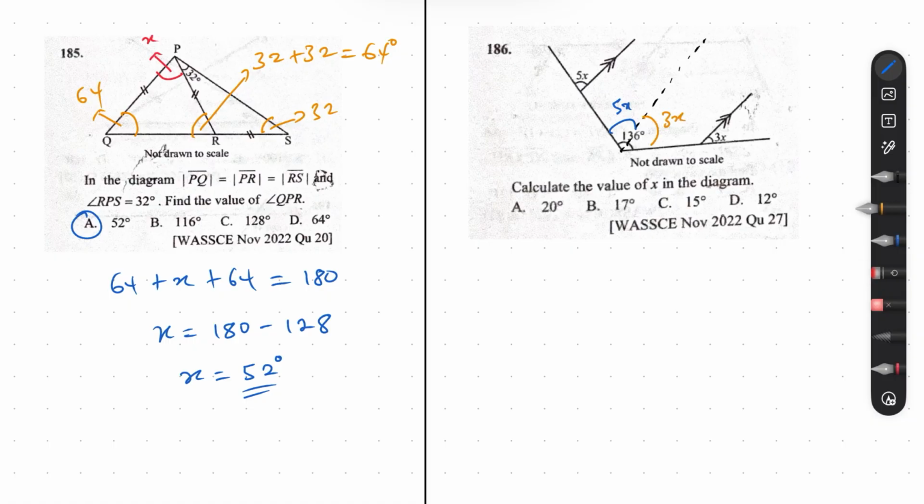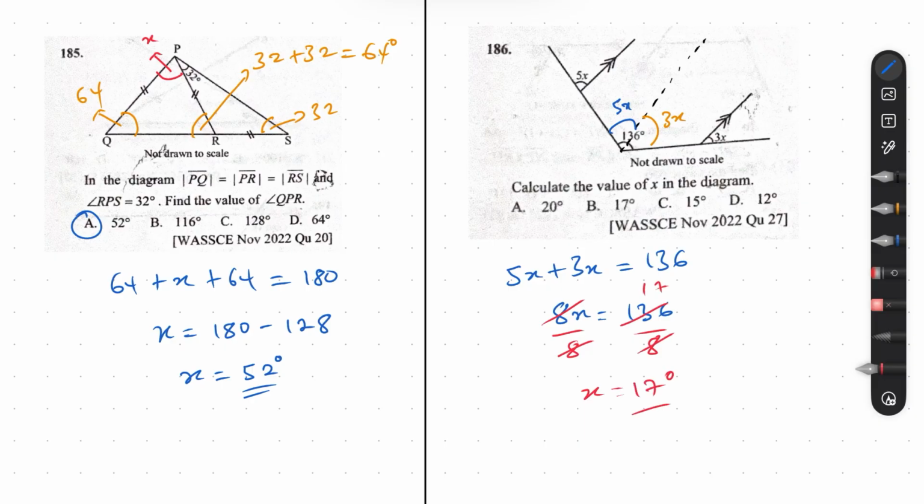So this angle right here is 3x. Now that means that the total angle here is 136. If we add 5x and 3x, we should get 136. That means 5x plus 3x should give us 136. So 8x will give us 136. Let's divide both sides by 8. We'll find our x is equal to 17, since 8 goes into 136 17 times. So the value of x is 17, which is B.